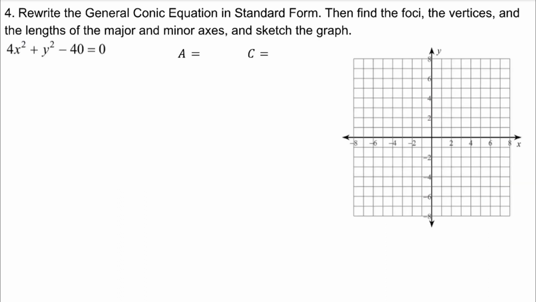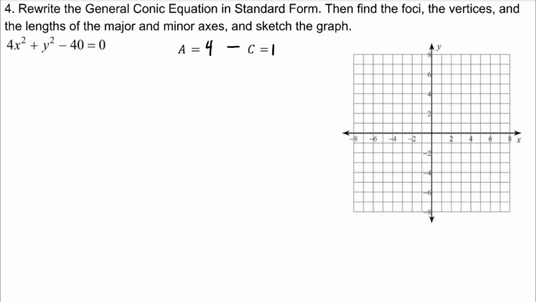For number 4, rewrite the general conic equation in standard form. Then find the foci, the vertices, and the lengths of the major and minor axes and sketch the graph. 4x squared plus y squared minus 40 equals 0. A is equal to 4 and C is equal to 1. Since A does not equal C and 4 times 1 is greater than 0, this equation represents an ellipse.